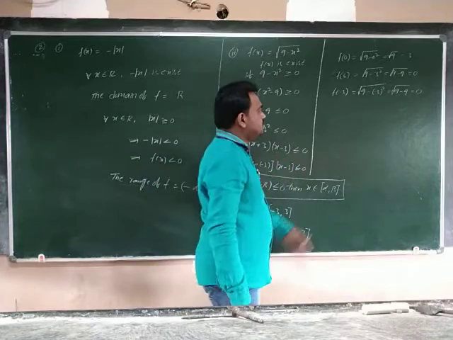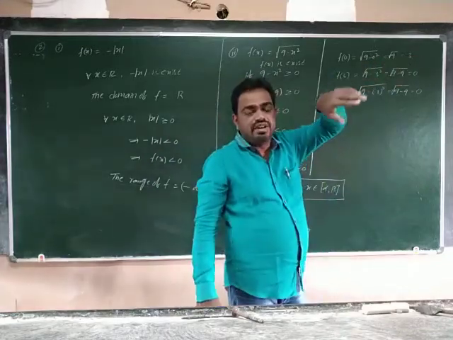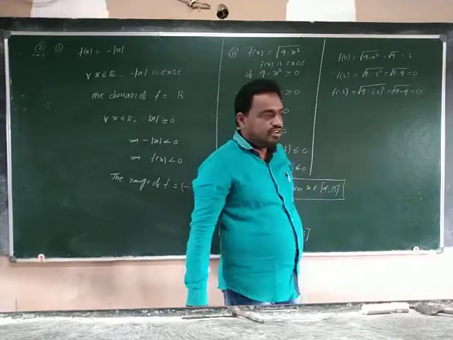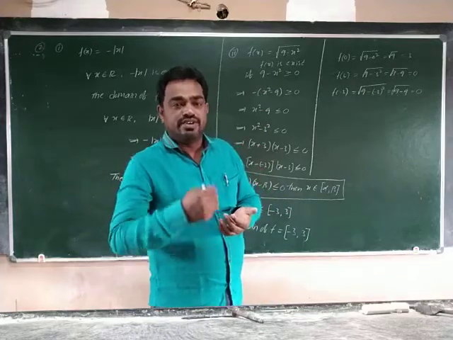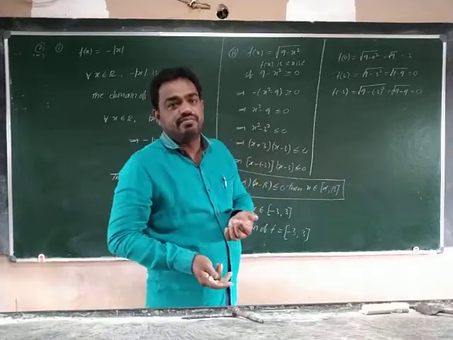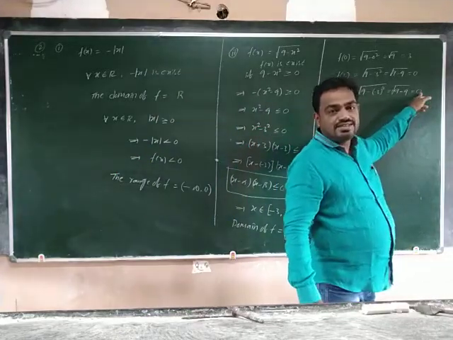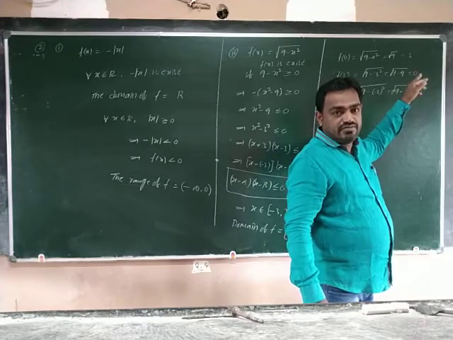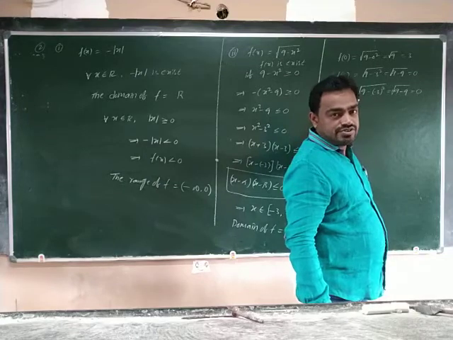Say if you substitute 1, 9 minus 1 squared, 9 minus 1 is 8, and the square root of 8 is 2 root 2. So what is the least value, what is the maximum value? What is the minimum, what is the maximum? The minimum value we are getting is 0 when x is plus or minus 3. When x is plus or minus 3, this function value is equal to 0.